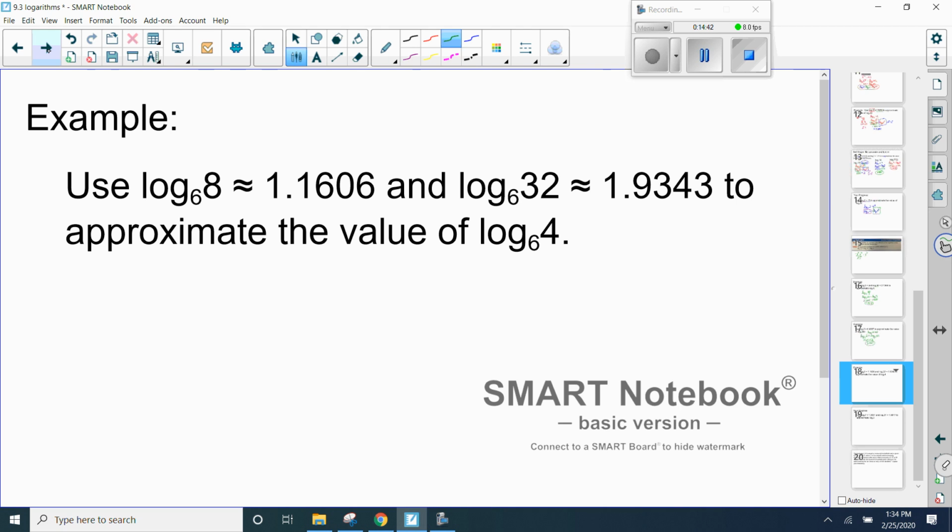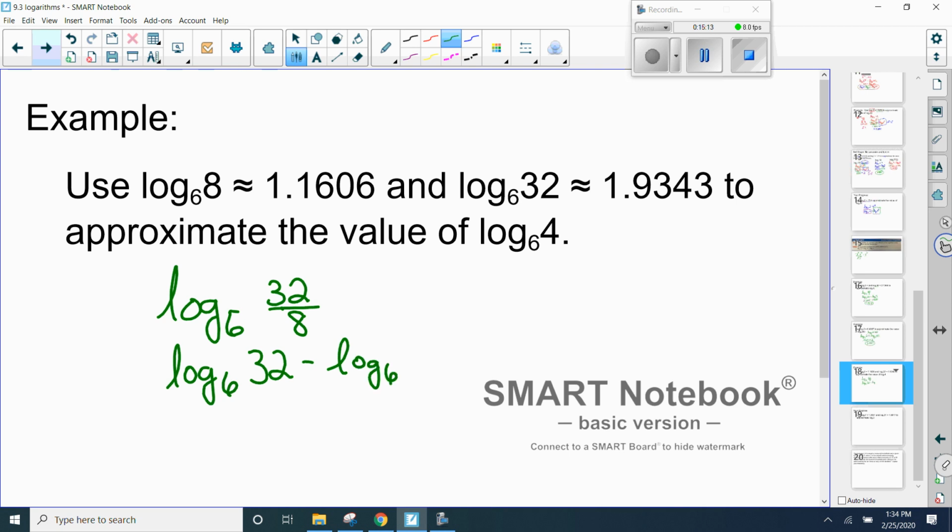What about this one? This is what we're trying to find. You're working with 32 and 8. So if I take log base 6 of, what did you say, Anna? 32 over 8. 32 divided by 8 is 4. You are dividing, so what do you do to it? Subtract. So you're going to take log base 6 of 32 minus log base 6 of 8. You're just talking about exponents. What's the value here?